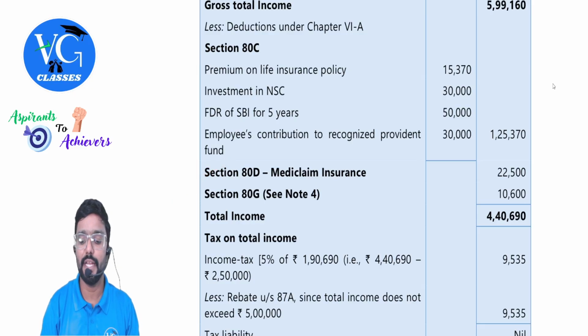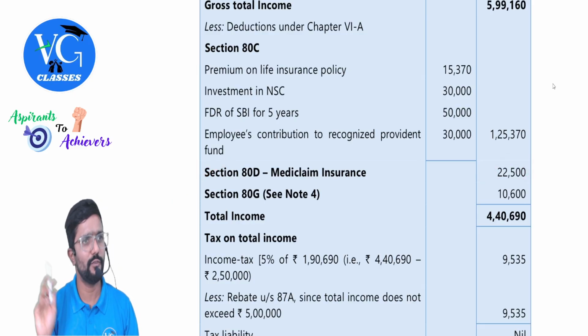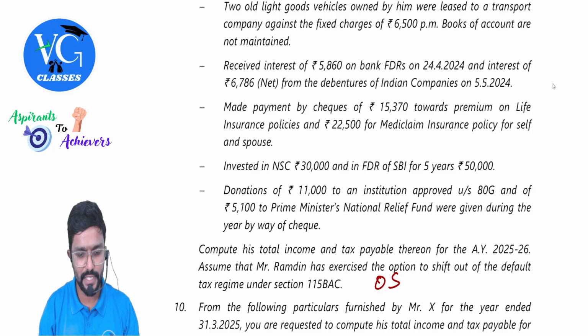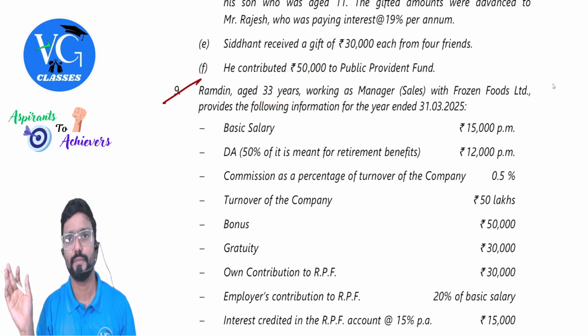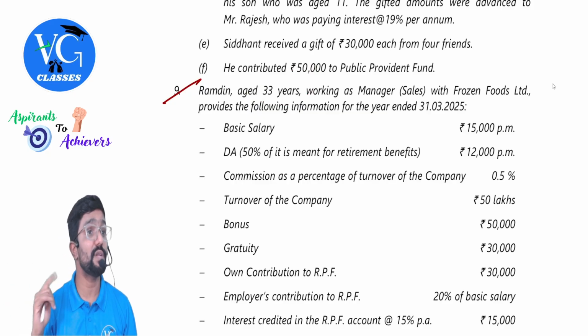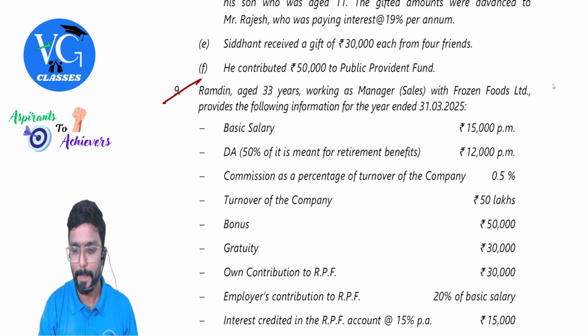Section 80D, medical insurance premium 22,500 allowed fully. Allowed fully. What is the age of the assessee? Doesn't matter in any way. It is less than 25 only. Okay. If it is more than 25, you have to restrict it to 25.